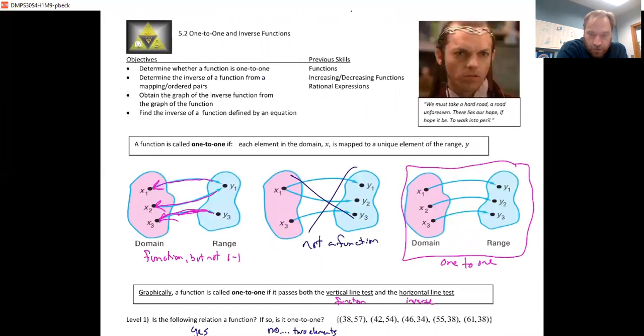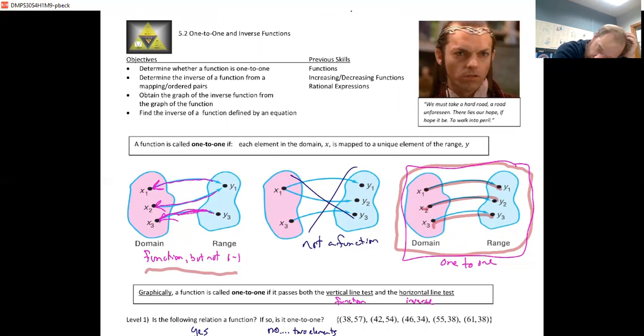So 5.2, this is where we talk about one-to-one and inverse functions. The idea behind a one-to-one function is every x has its own unique y. If you see what I have boxed over here, this x has its own y, this x has its own y, this x has its own y. So that is a one-to-one function. Now, this first example is a function, but it's not one-to-one because we have x's that share a y. That second case is not a function. Since it's not a function, it can't be a one-to-one function either.